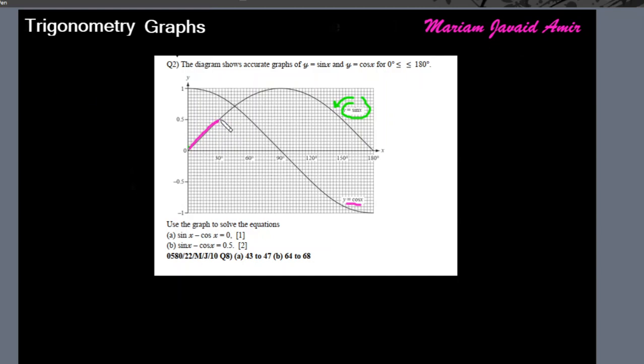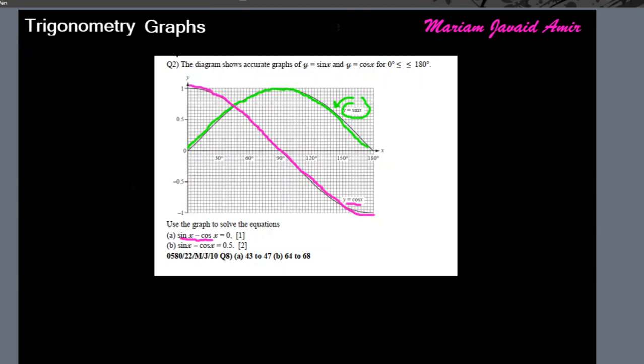No, in fact, I'm sorry, this is sine x. So the green graph is sine x, and the purple curve is cos x. Okay, so the question says use your graph to solve these equations: cos x minus sin x equals 0.